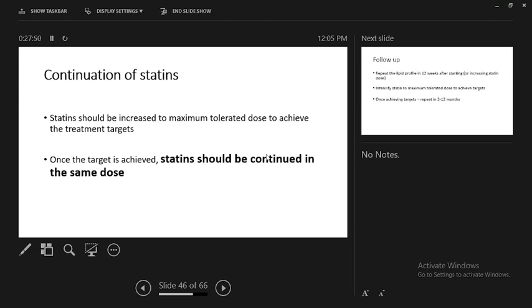Remember, the continuation of statin is very important. The statins should be increased to the maximum tolerated dose to achieve the treatment targets, the targets which I have discussed. And once the target is achieved, statin should be continued at the same dose. We repeat the lipids not to reduce the dose, but to further increase the statin if it is not reaching the target.